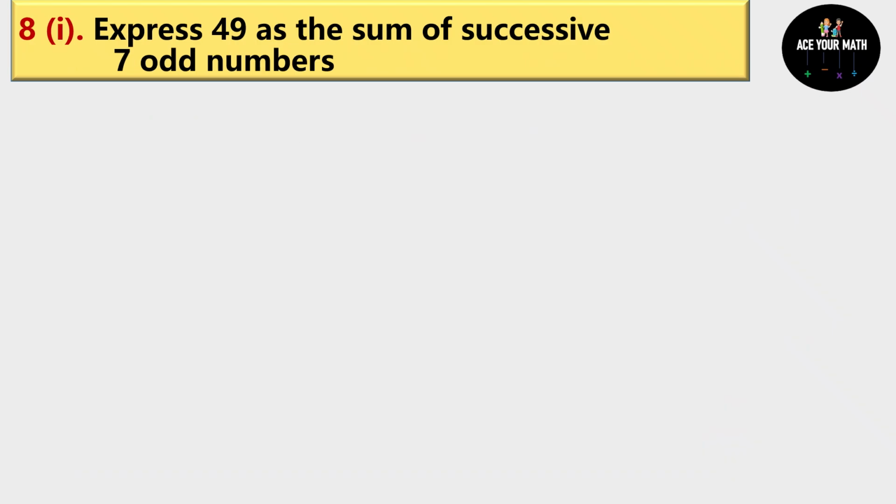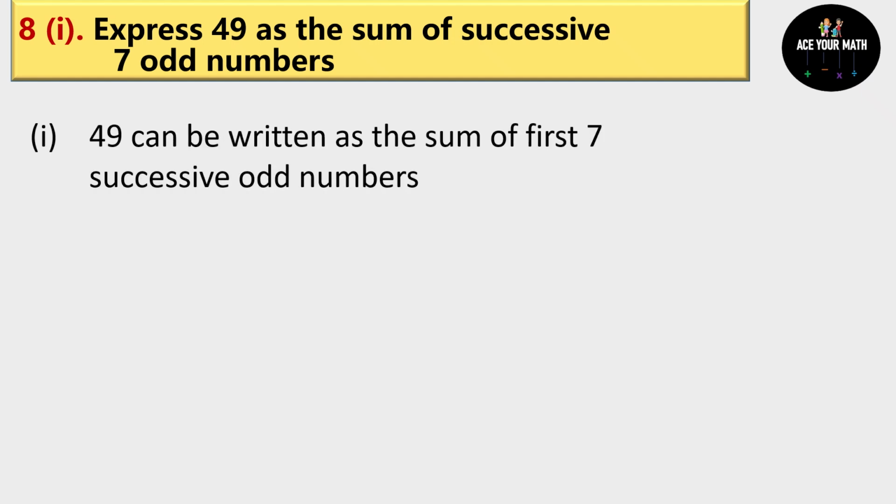Now we'll solve the eighth question, first part. Express 49 as the sum of successive 7 odd numbers. It is very simple. They have already given that you have to add the first 7 odd numbers. So you will start from 1 and take the first 7 odd numbers. They are 1 plus 3 plus 5 plus 7 plus 9 plus 11 plus 13. If you add all these numbers, you will get 49 as the answer.